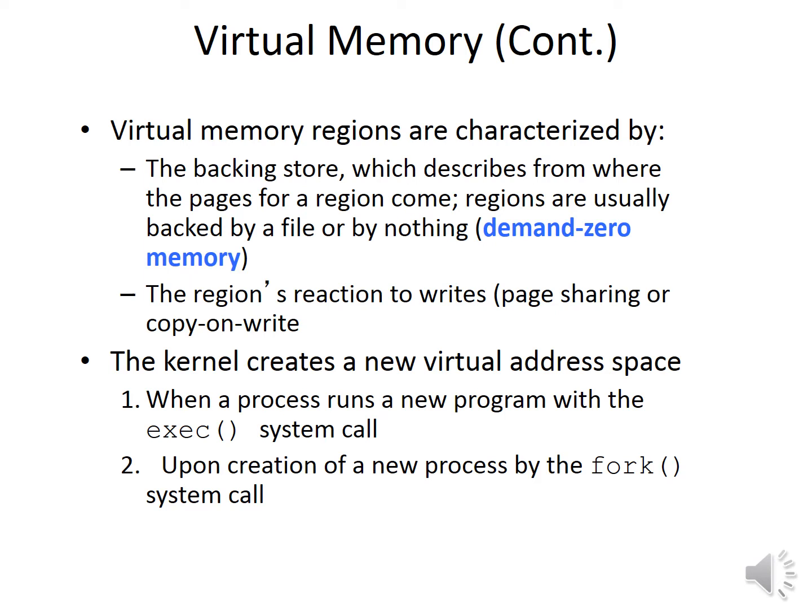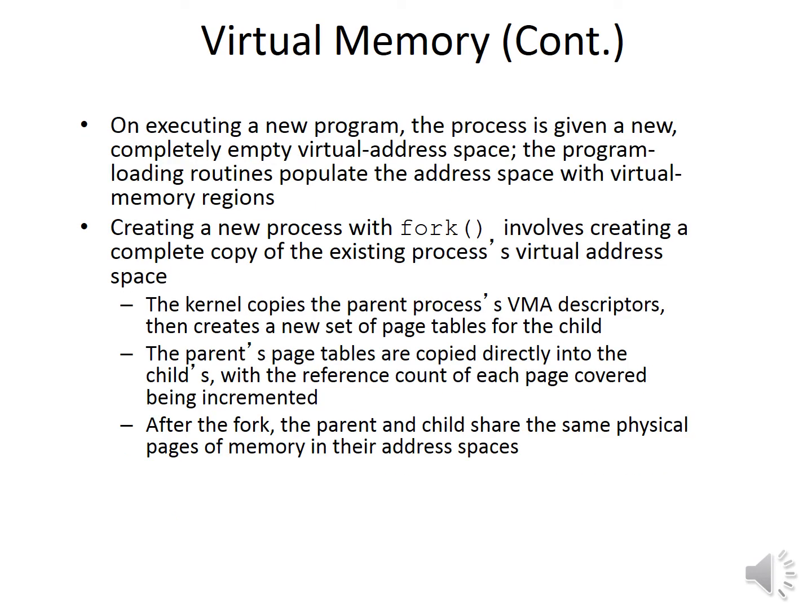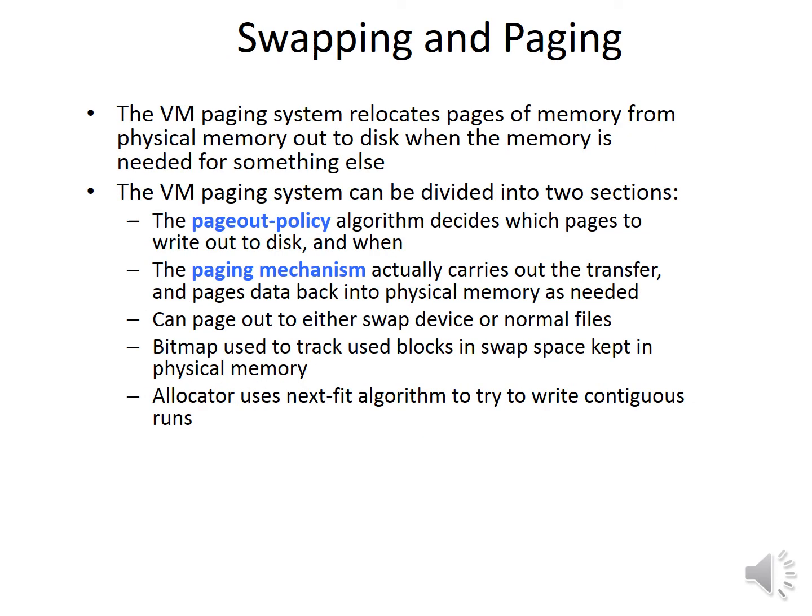The kernel creates a new virtual address space when a process runs a new program with the exec system call. Upon creation of a new process by the fork system call, the kernel populates the address space with virtual memory regions. The kernel copies the parent's VMA descriptors, then creates a new set of page tables for the child. The parent's page tables are copied directly into the child, with the reference count of each page covered being incremented. After the fork, the parent and child share the same physical pages of memory in their address spaces.